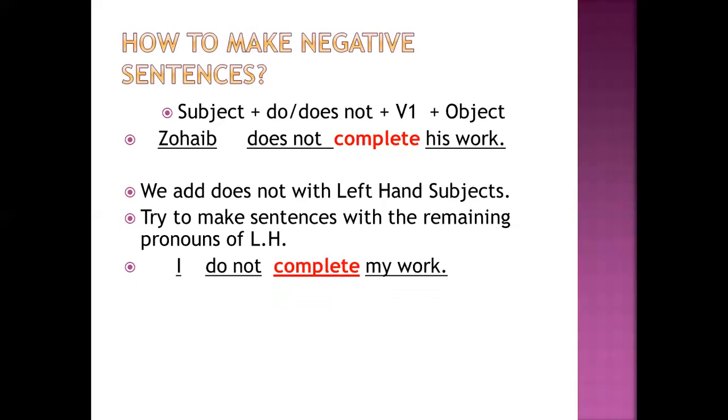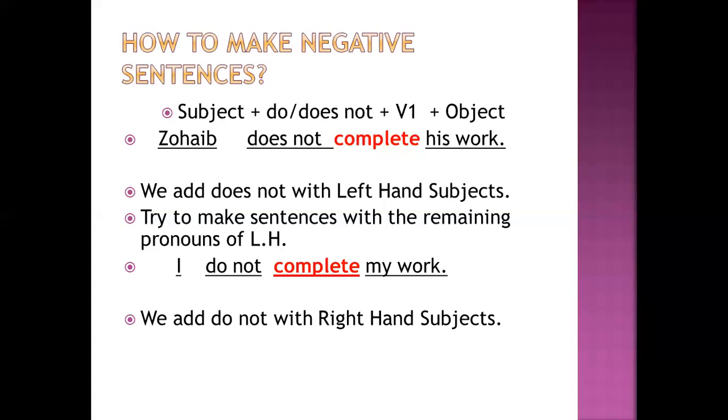Now look at this one. I do not complete my work. What would be the simple form of this sentence? I complete my work. So what we did here, we only added "do not". And since it was already "complete", "I complete my work" became "I do not complete my work". Already we didn't have any addition of S or ES or IES because I belongs to the right-hand subjects' house.